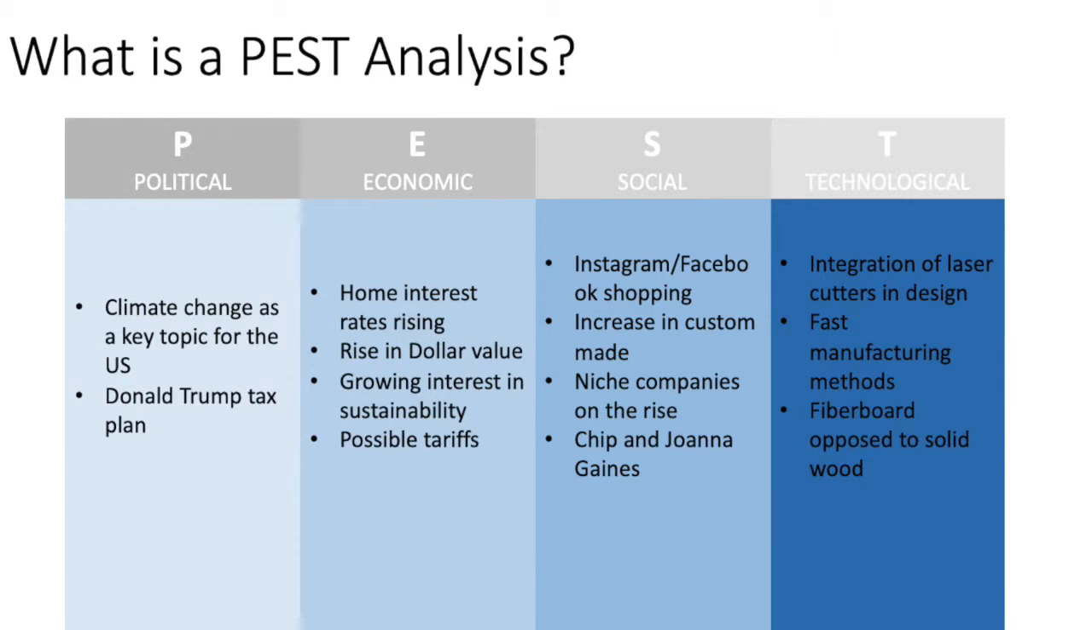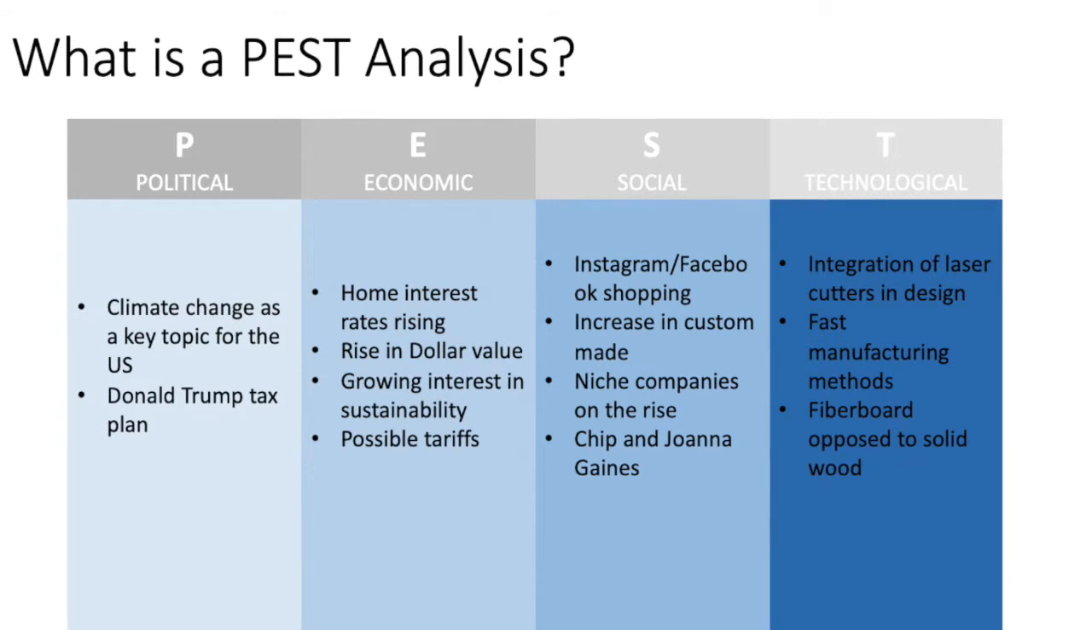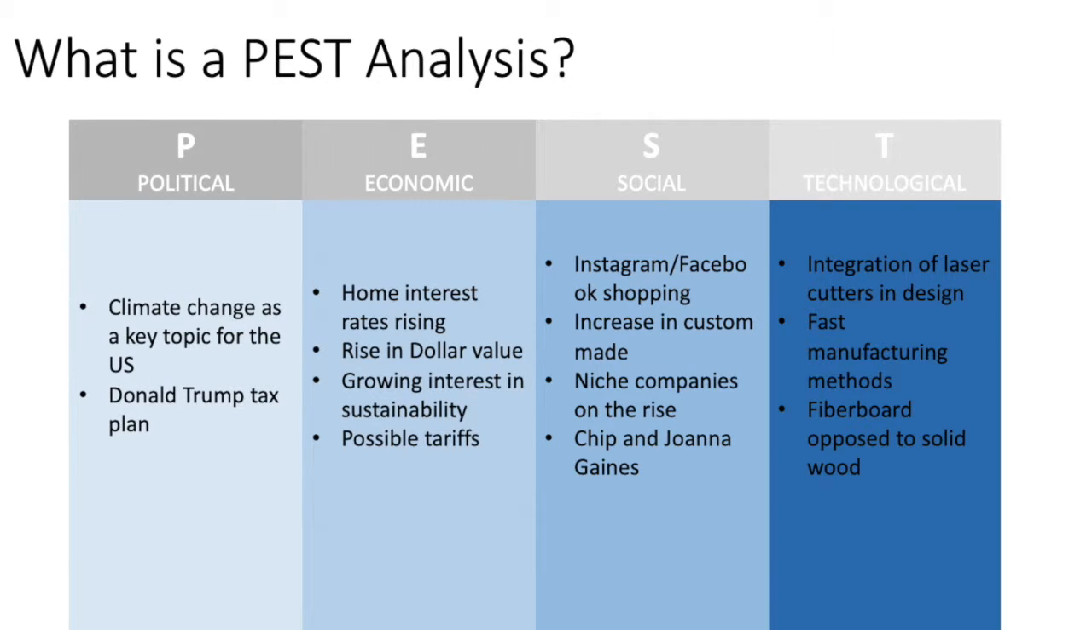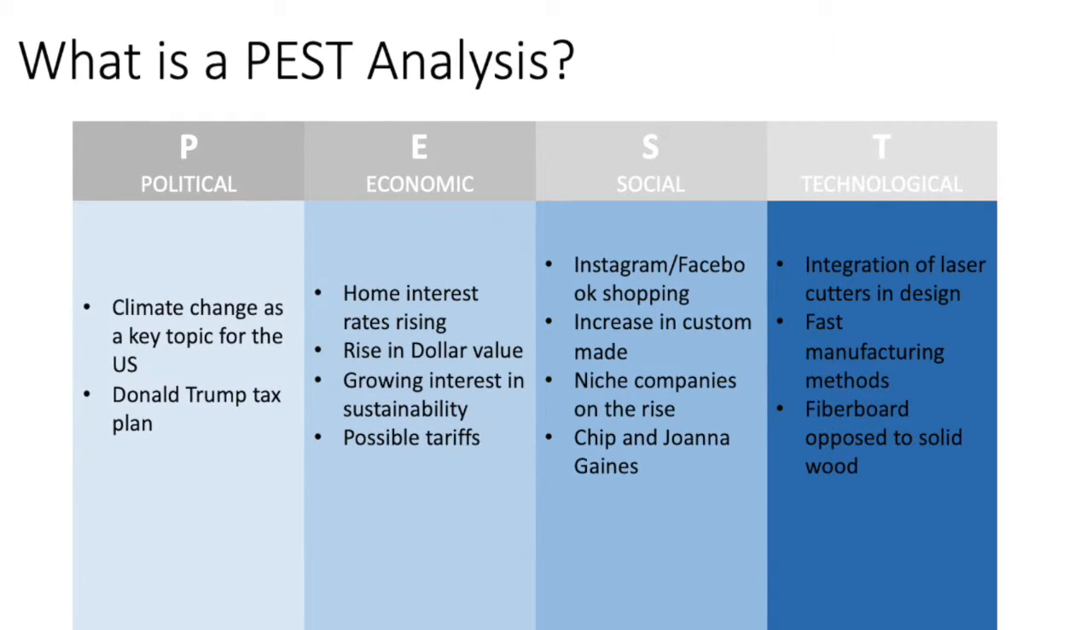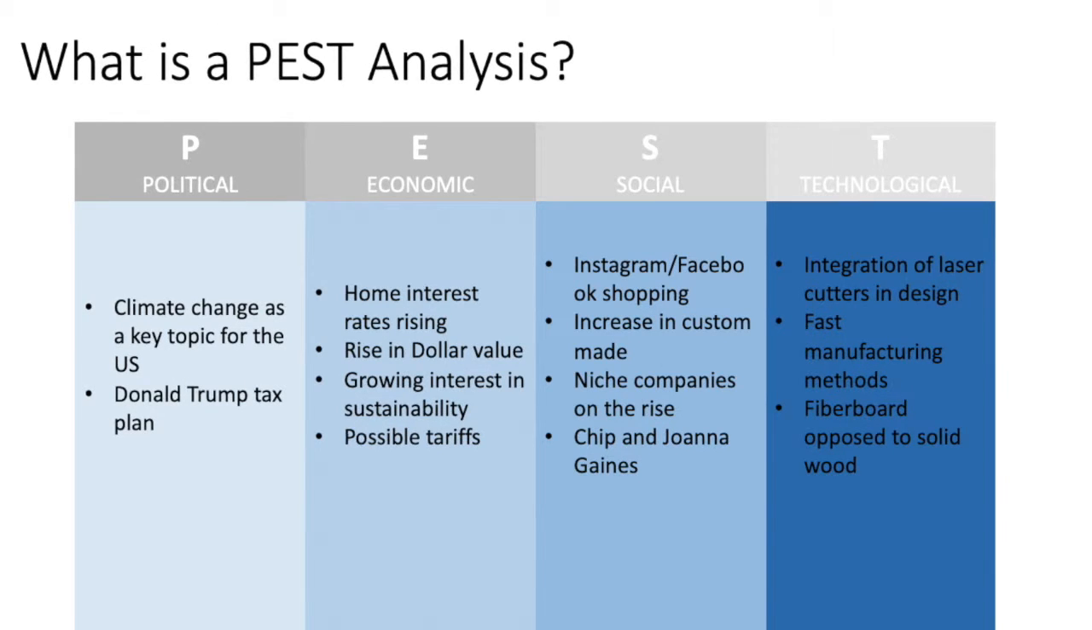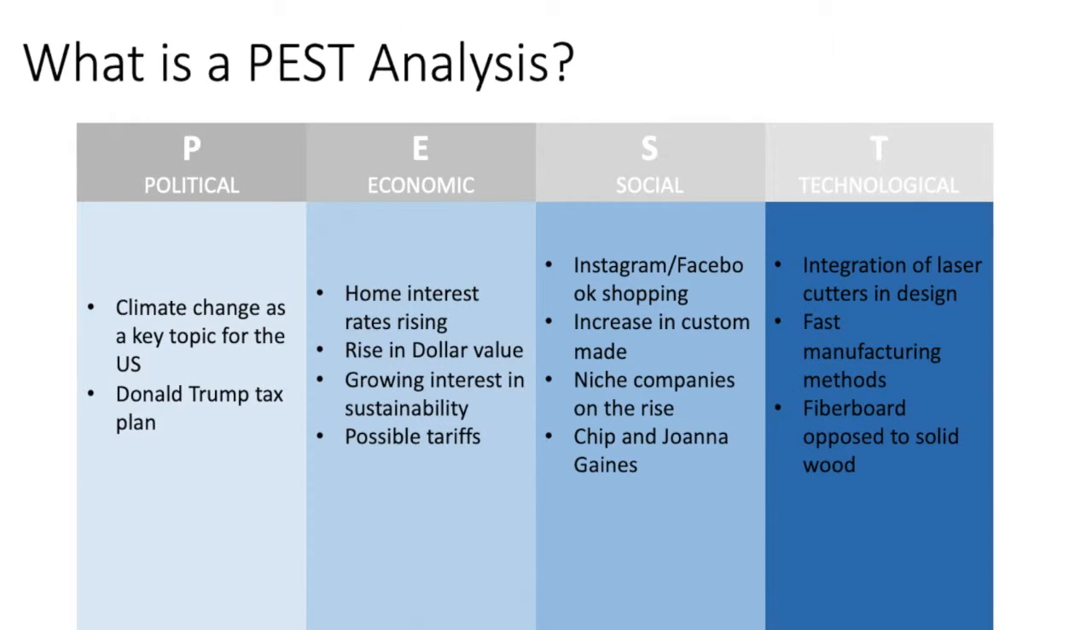So in the economic landscape, home interest rates are rising. So this may hinder millennials from actually buying a house, and without them buying a house, they won't need any furniture. So this will definitely impact the Winston Find. The rise in dollar value, growing interest in sustainability. So we are looking as a population to be better and do better for our environment. And so hopefully we can do that through our products.